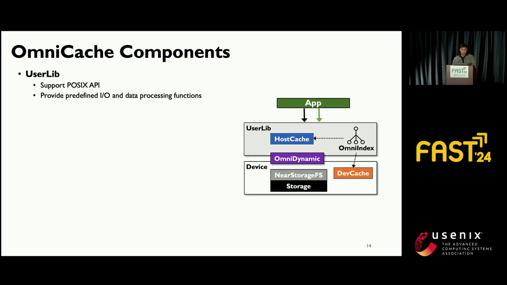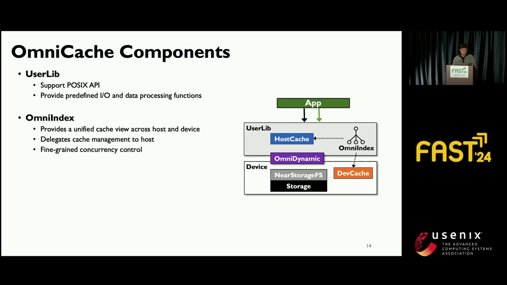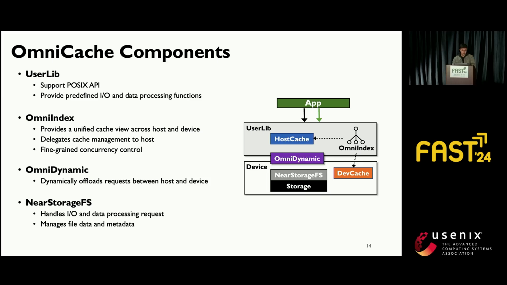In OmniCache, UserLib is responsible for supporting POSIX API and also provides the predefined I/O and data processing functions. OmniIndex provides a unified cache view across host and device. We delegate the index management to the host due to its expensive operations. And OmniIndex also provides fine-grained concurrency control. Next, OmniDynamic, which can support dynamically offloading the request between host and device. Finally, the near storage file system can handle I/O and data processing requests and also manage the file data and metadata.